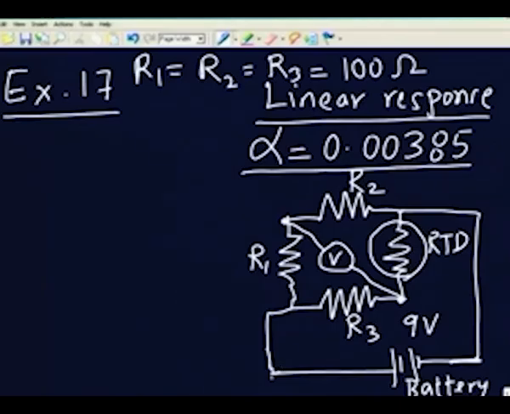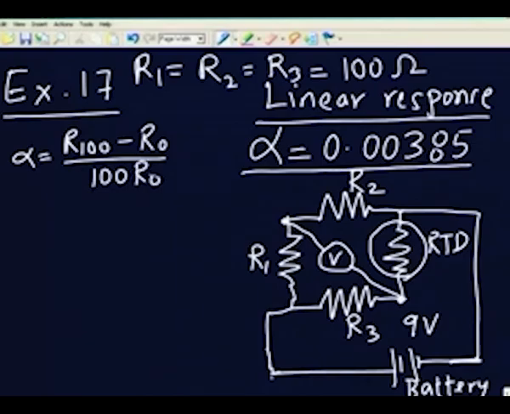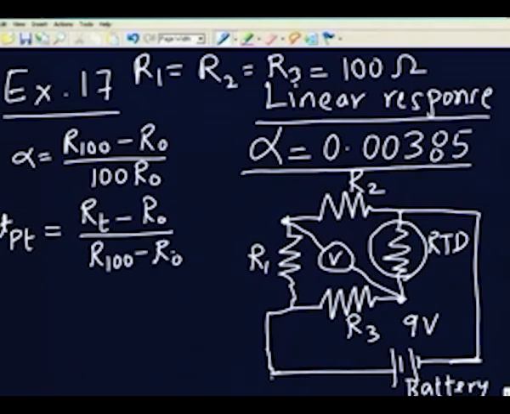So, by definition, alpha is nothing but (R100 minus R0) divided by (100 times R0), which is given by 0.00385. We also know that the temperature according to the platinum temperature scale is given by (RT minus R0) divided by (R100 minus R0) multiplied by 100. We have already done this earlier.